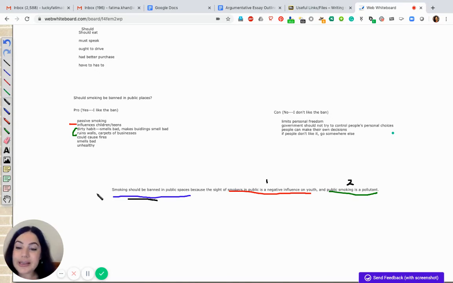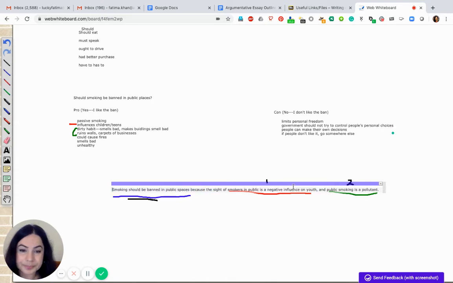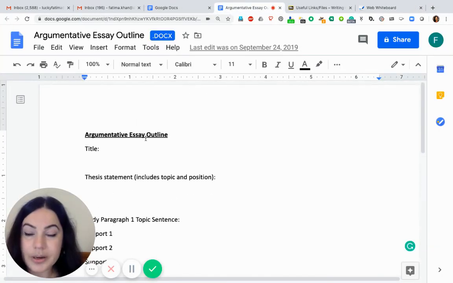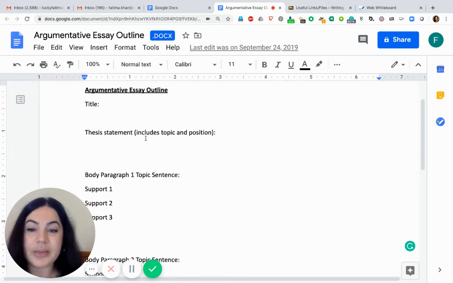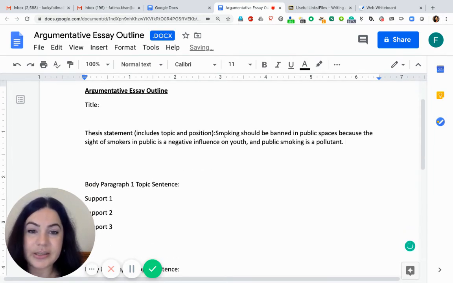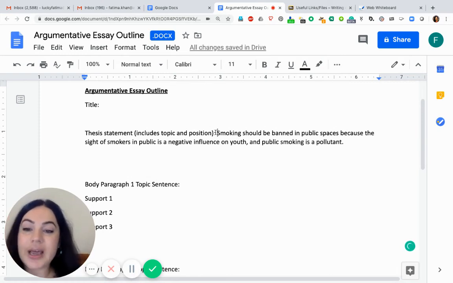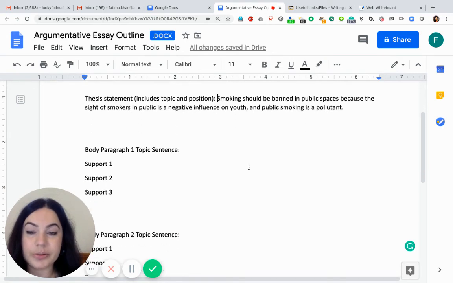Okay, so we're going to take this and I'm going to try to copy it here. Can I do that? We're going to go over to our argument essay outline. We're going to go up here. We're going to make our thesis statement. And notice I put that in here. It contains the topic and the position. So smoking should be banned in public spaces because the sight of smokers in public is a negative influence on youth and public smoking is a pollutant.